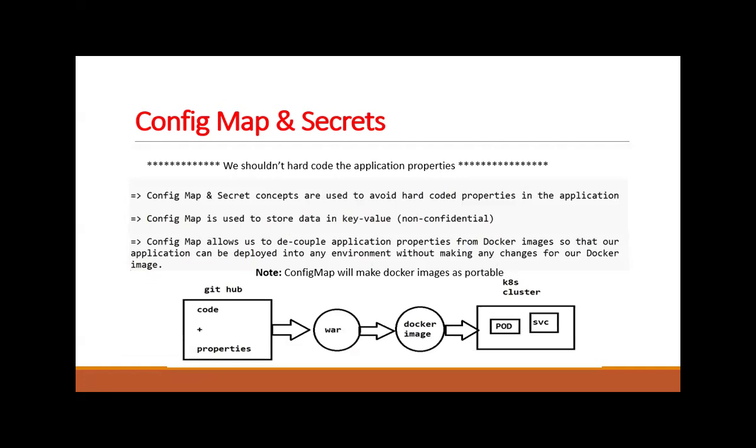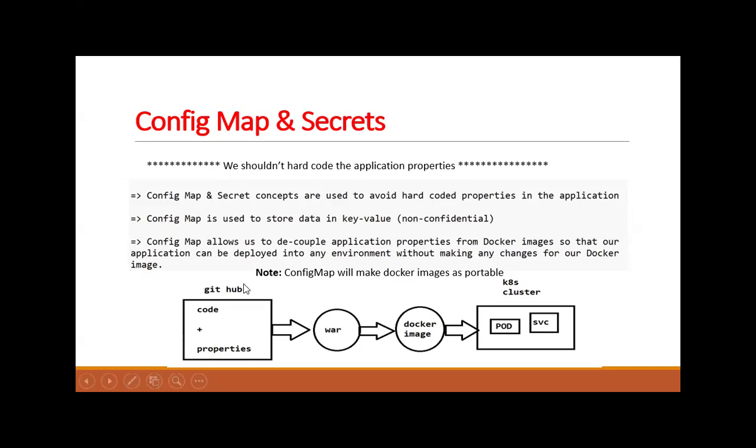Config maps and secrets: we should not hard code the application properties. Config map and secret concepts are used to avoid hard-coded properties in the application. A config map is used to store non-confidential data in key-value format. It allows us to decouple the application properties from Docker images so that our application can be deployed into any environment without making any changes to our Docker image.